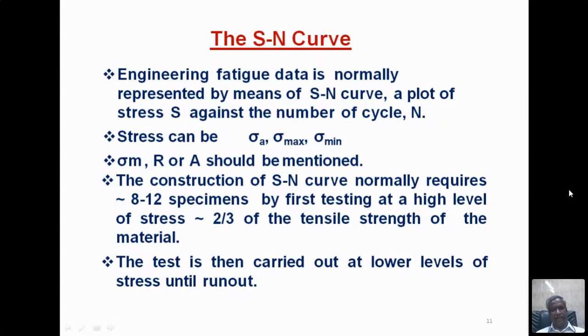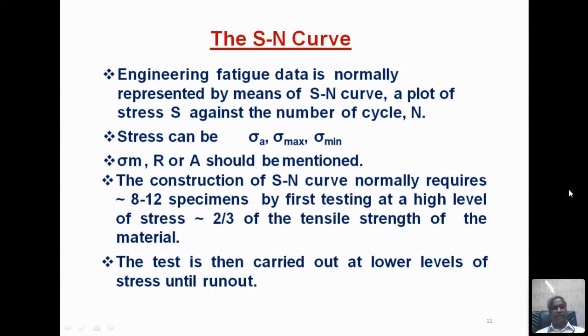So if I know the yield strength of the material, you take the first specimen and fix that yield strength as the stress. And then at that stress, you test the specimen. After it fails, for the next specimen, reduce the stress slightly, 20% below the yield strength. The next specimen, 40% below. Next specimen, 60% below. Like that, you have to reduce the stress level when you change the specimen.